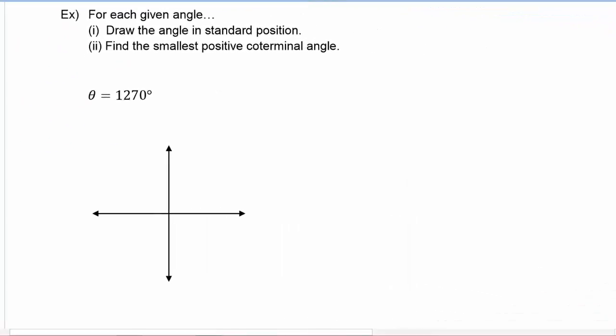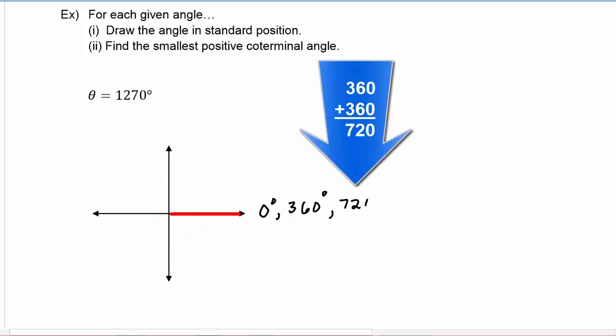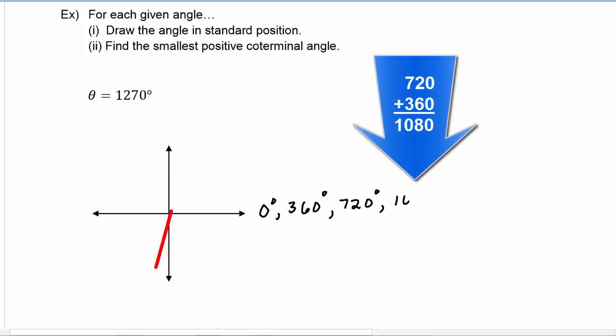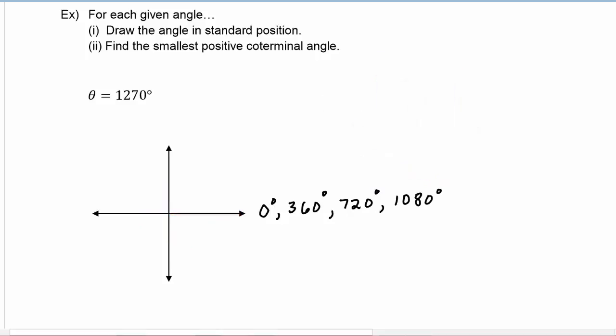In the next example, theta is equal to 1,270, so that's definitely more than one rotation. We know we would have 0. If we went all the way around, that would be 360. Going all the way around again, so we would add 360, that would be 720. Add another 360, that would be 1,080, so we're starting to get closer.